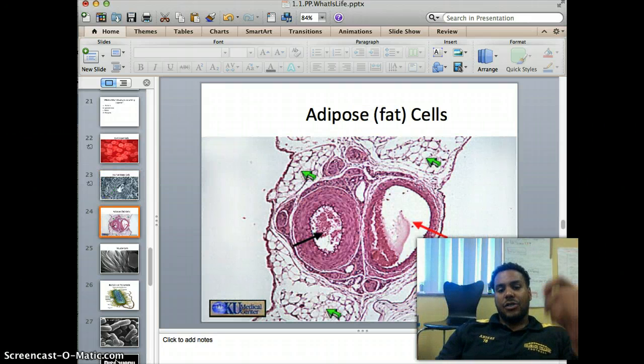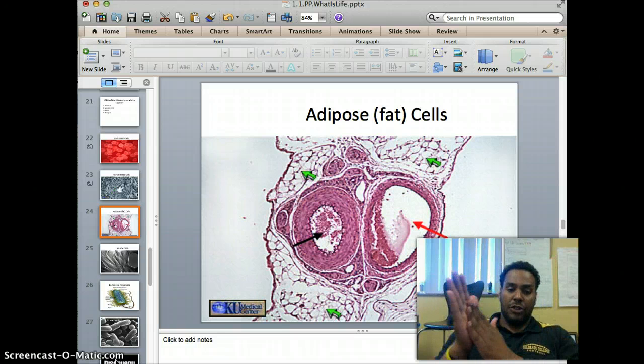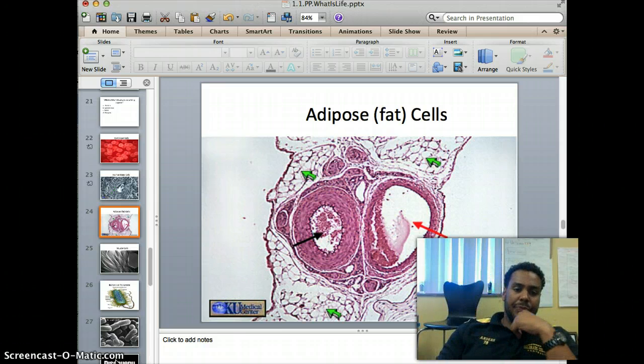Adipose, or fat cells. So this is what the cells look like that make up fat in your body. Now, fat can be healthy, but if you have too much, it's unhealthy. But fat cells are very normal, and they're found throughout your entire body, around or underneath your skin, around your muscles, in between different organs, connective tissue sometimes have fat cells in it. So fat cells, not necessarily a bad thing, but that's what they look like.